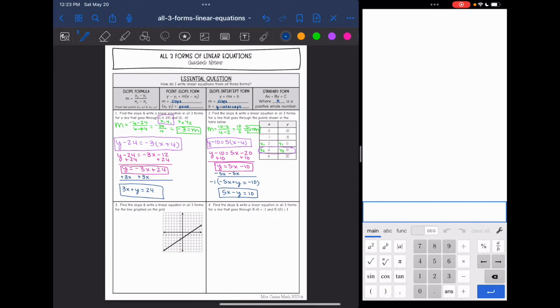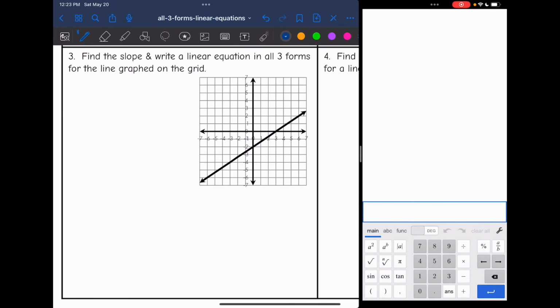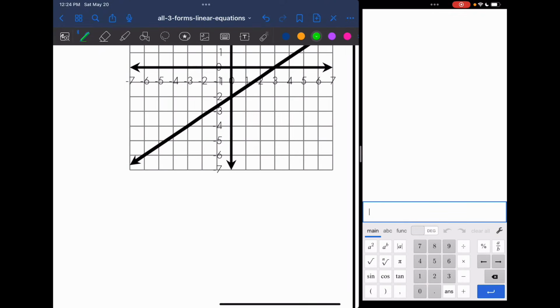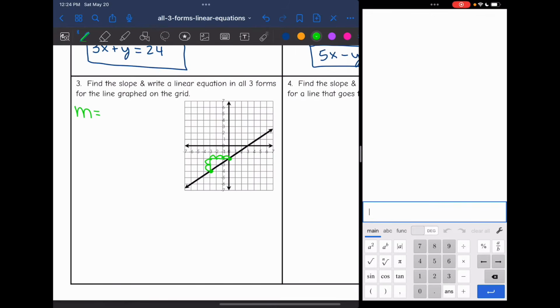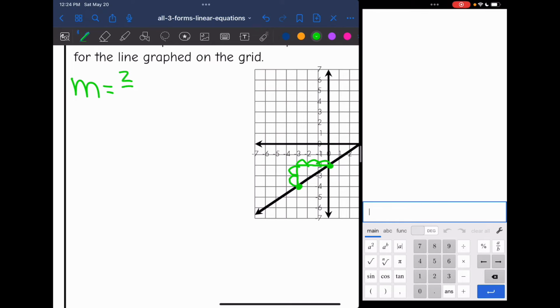Okay, let's look at number 3. It says, find the slope and write a linear equation in all 3 forms for the graphed line on the grid. So the first thing I need to find is the slope, which on a graph I find by doing rise over run between 2 perfect points. So I'm going to find 2 perfect points. There's one right there and one right there. There's my slope triangle, and it looks like I go up 2 over 3. So my slope is 2/3.